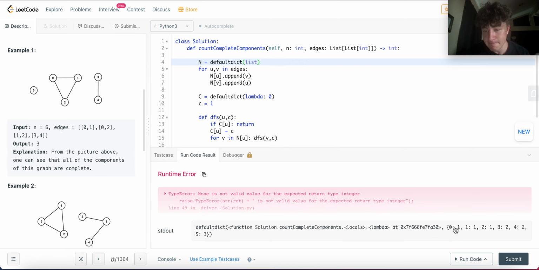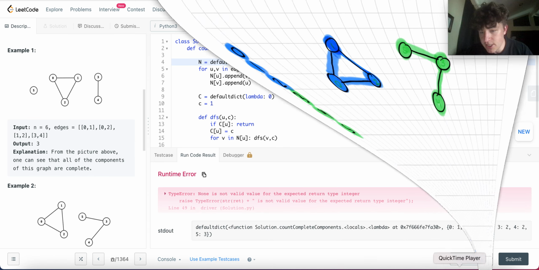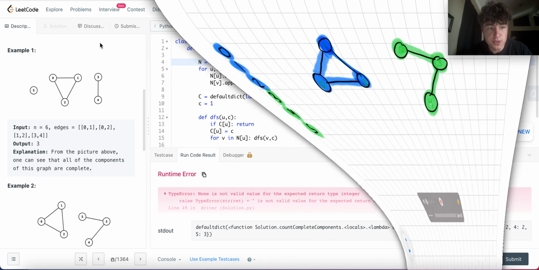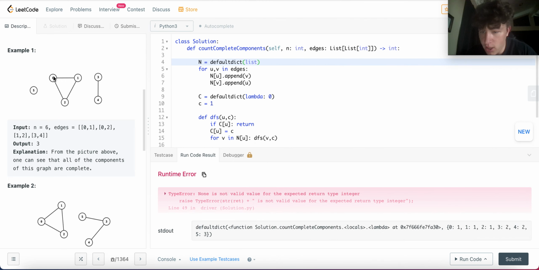So this is saying that, oh, it's not this example. Oops. So 0 is a part of component color 1. 1 is a part of component color 1, and 2 is a part of component color 1. So 0 is 1, 1 is 1, and 2 is 1. 3 is a part of component 2, and 4 is a part of component 2. So it means that 3 and 4 share the same color 2. 0, 1, and 2 share the same color 1, and 5 has color 3.